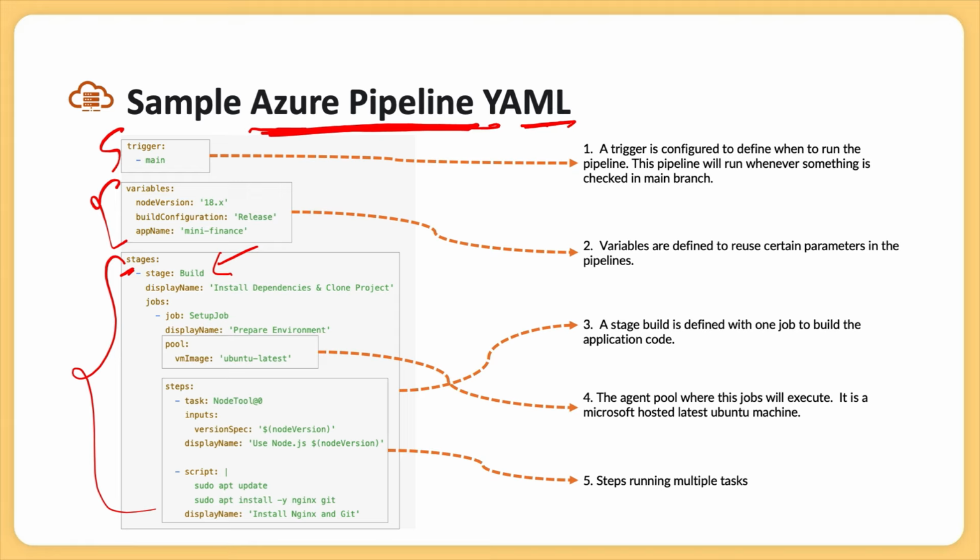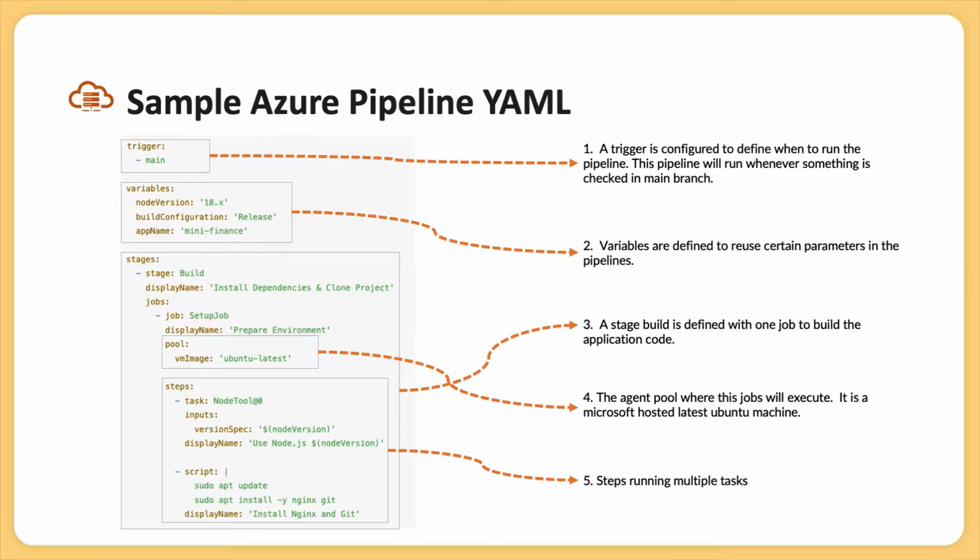And what we are saying, this is a display name. The display name is the name that will appear in our pipeline. I will show you in the next demo session. You are saying install dependencies and clone the application. So in this stage, we are going to install all dependencies and clone the application. And for doing this task we have a job here. Now this job needs to be done somewhere.